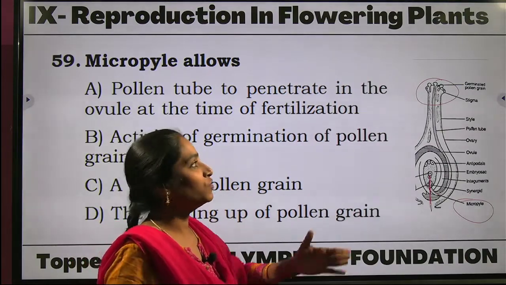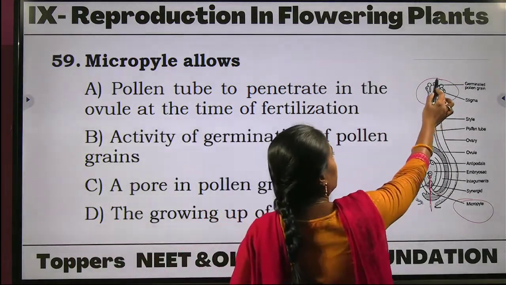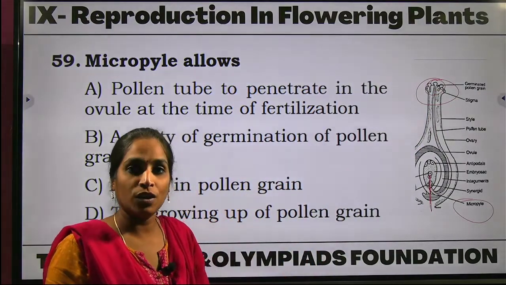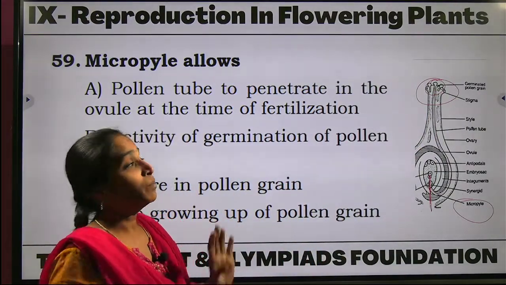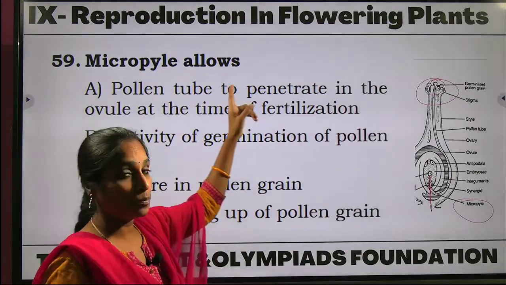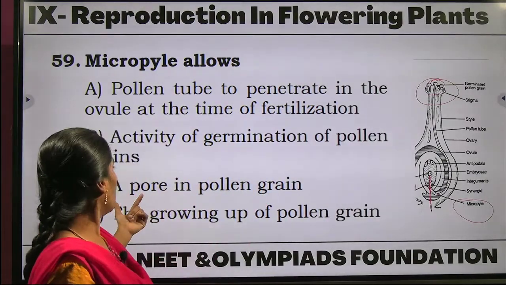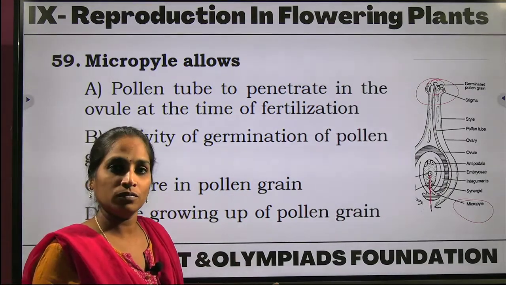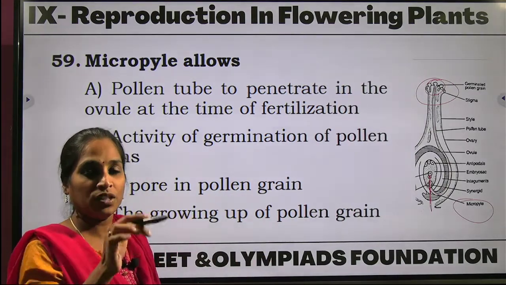Then we can observe the germination of a pollen grain. Okay, so the pollen grain will be germinating into a pollen tube through the ripened stigma but not through the micropyle. And coming to option C, a pore in the pollen grain. What is a pore? A pore in the pollen grain, a hole in the pollen grain itself.